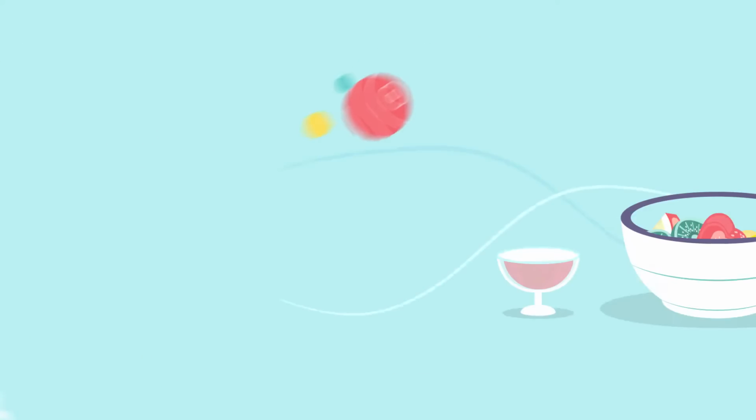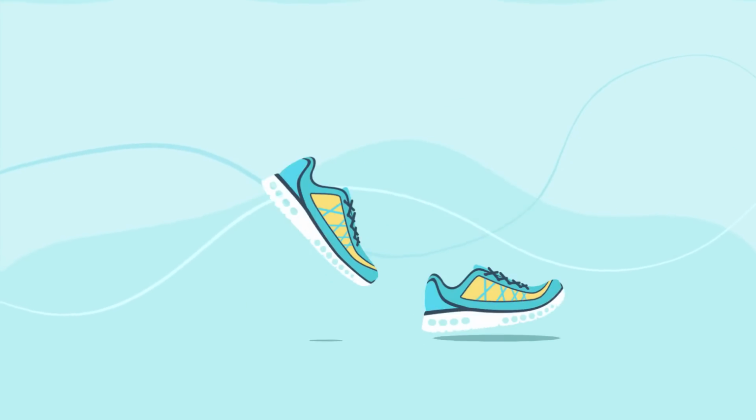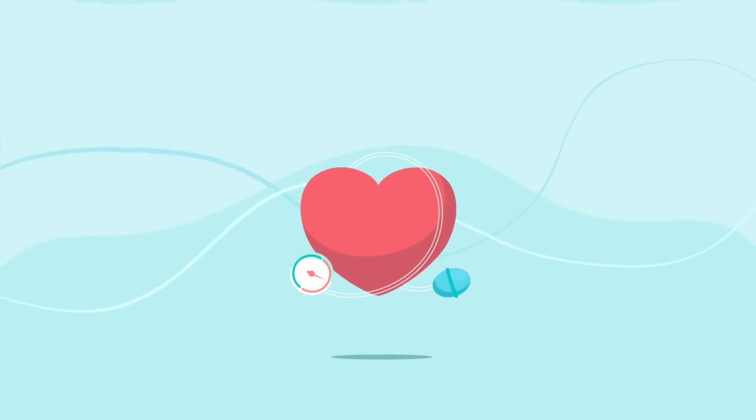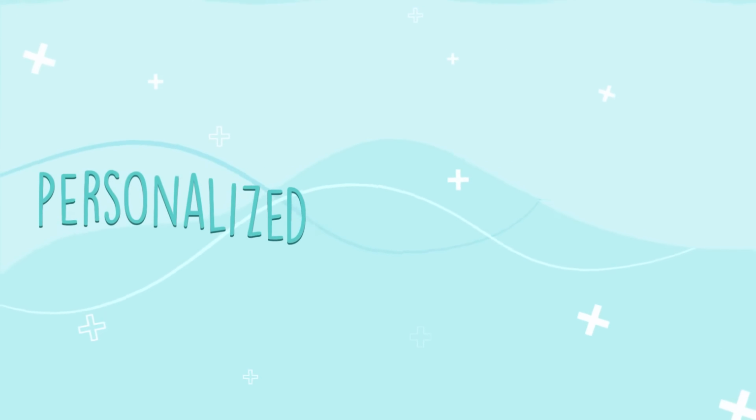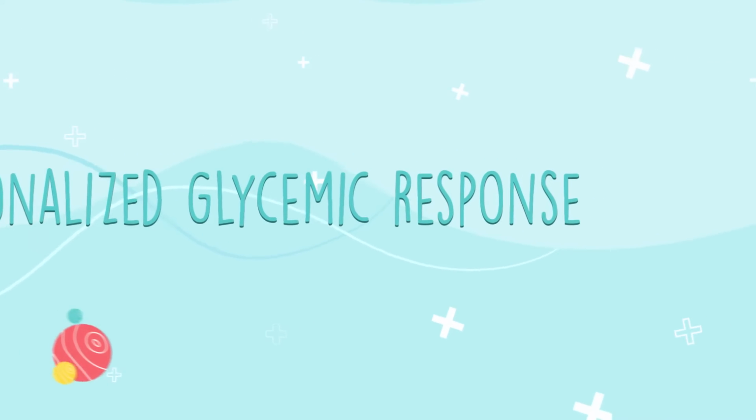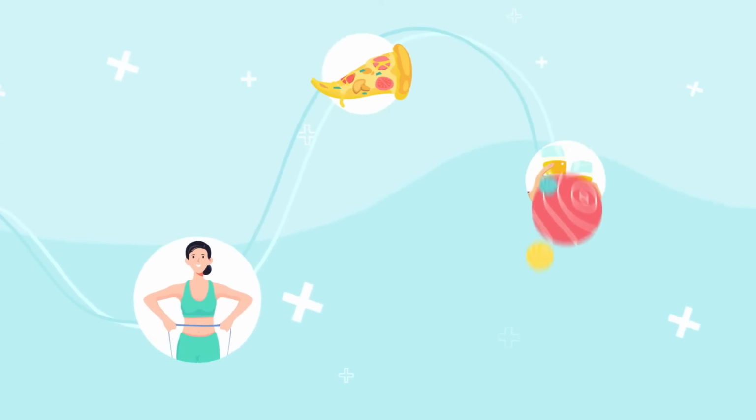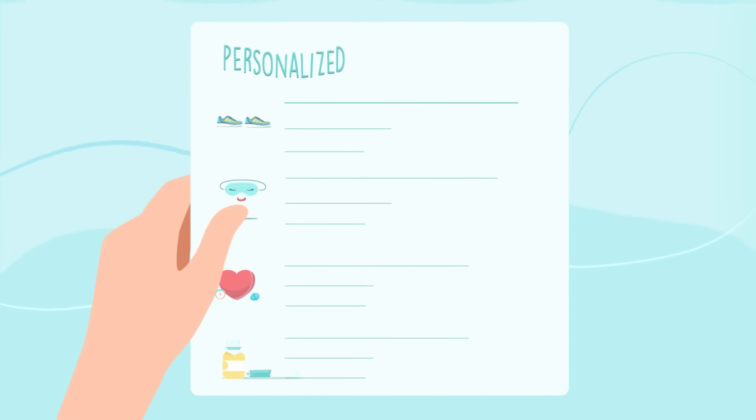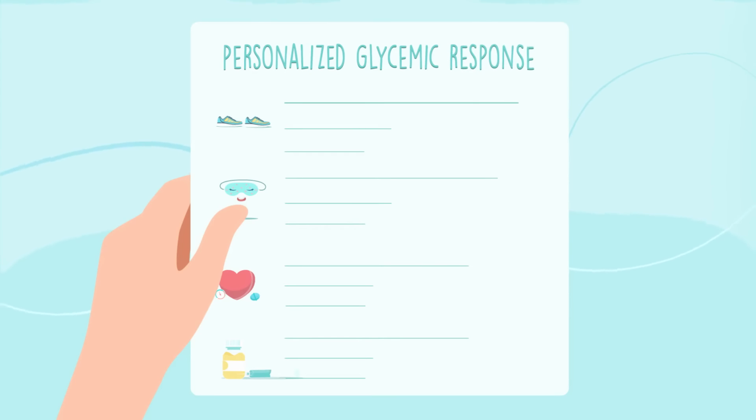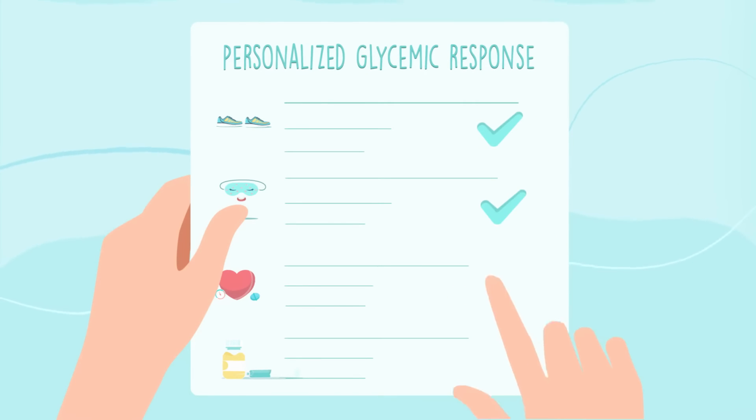As you already know, your diet, exercise, sleep, and stress levels have a direct impact on your blood sugar levels. Personalized glycemic response is a way for you to recognize and pinpoint the exact causes of your blood sugar level fluctuations. Hence, in order to remain healthy, it is important to understand your personalized glycemic response so that you can make more informed decisions about your diabetes treatment and get better results.